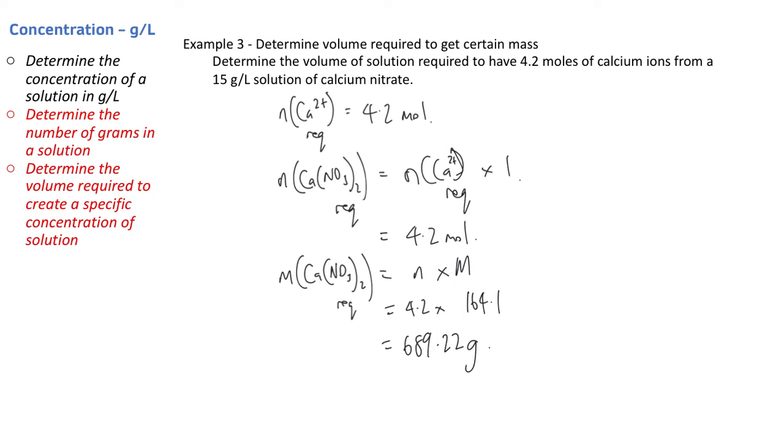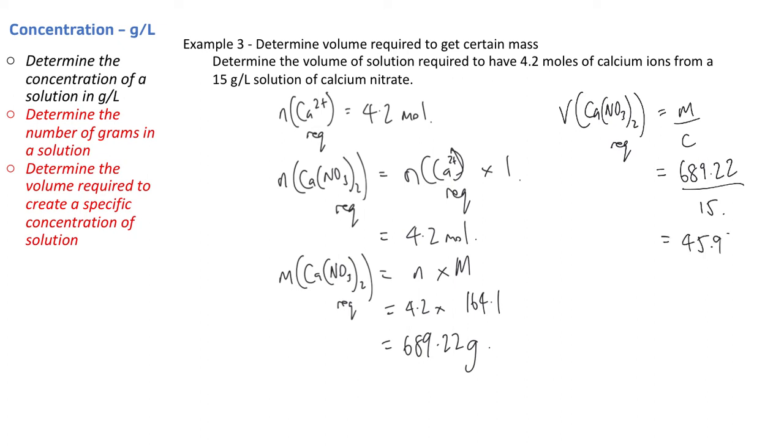Now, if 15 grams is in every liter, we're going to need quite a few liters. So the volume of calcium nitrate required will be equal to m on c, the mass over the concentration. We require 689.22 grams, and we've got 15 grams per liter. So therefore, I'm going to need 45.95 liters. That makes sense. To try and get 600 or so grams, you need quite a few liters of this stuff. All right, next.